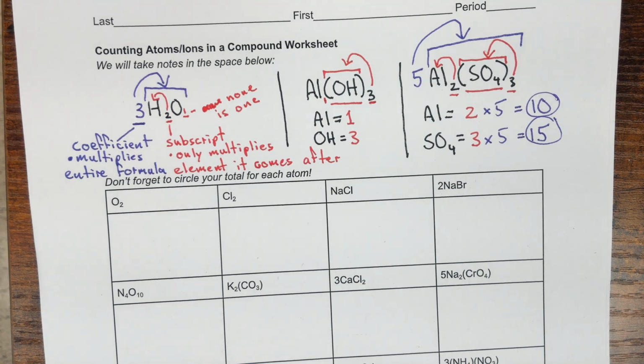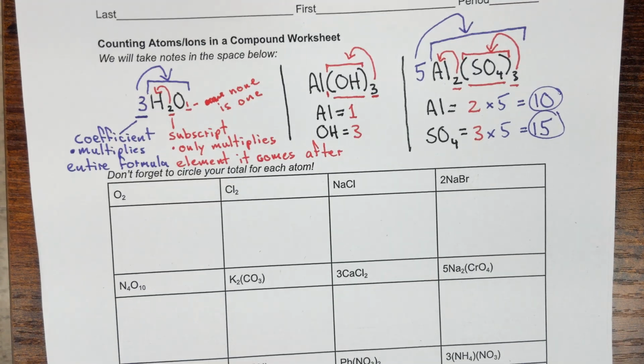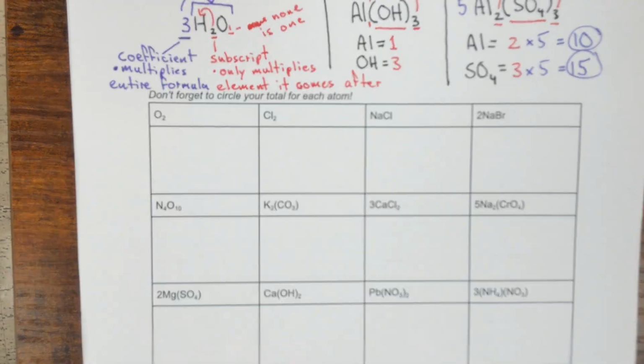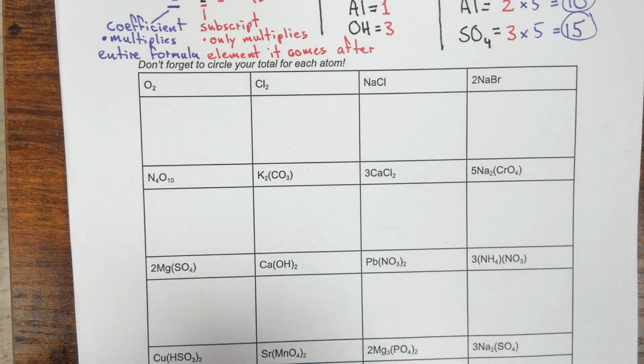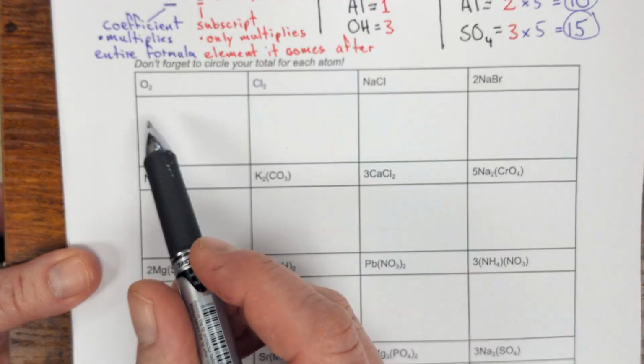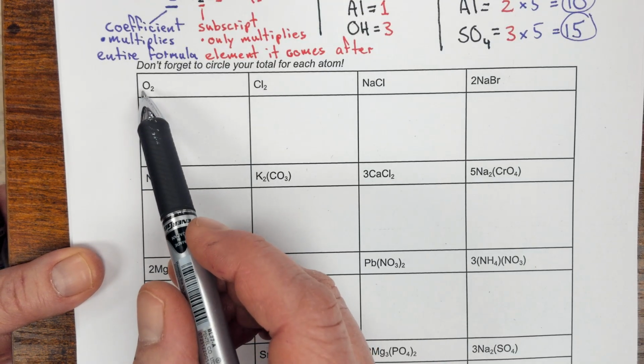All right, so that's what we're going to be doing on this worksheet. This is our foundation skill for learning to read chemical equations and tell if chemical equations are balanced. So here, we're going to go down and look at a few examples. First step is always list the elements. All right, elements or ions.